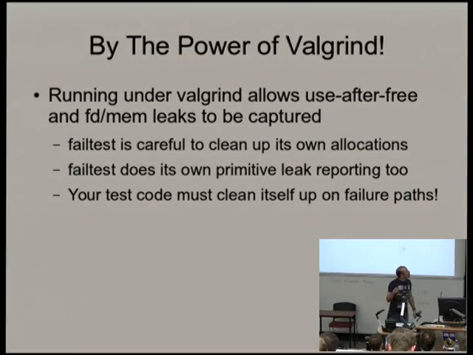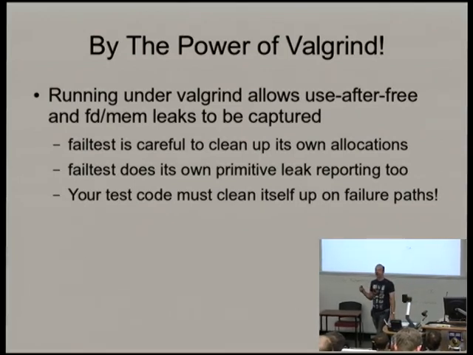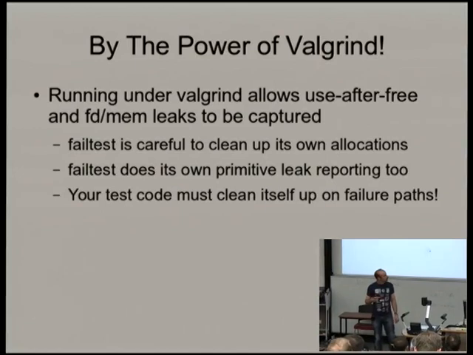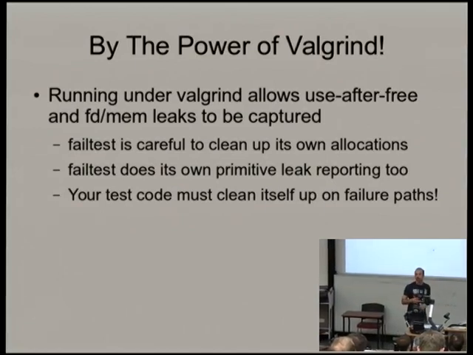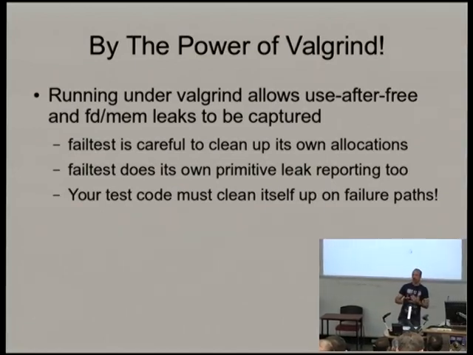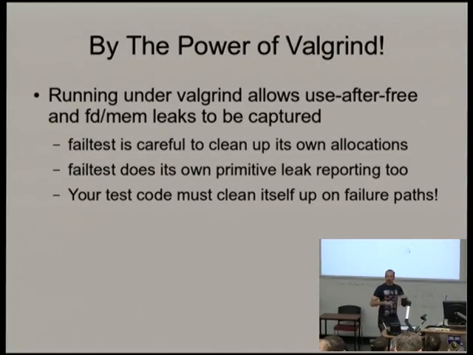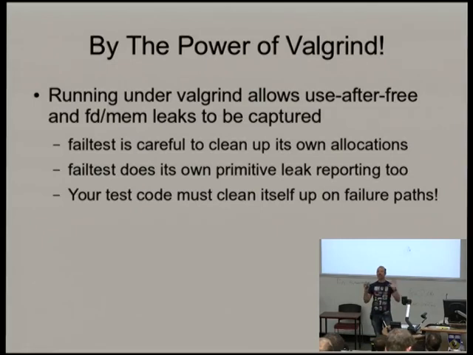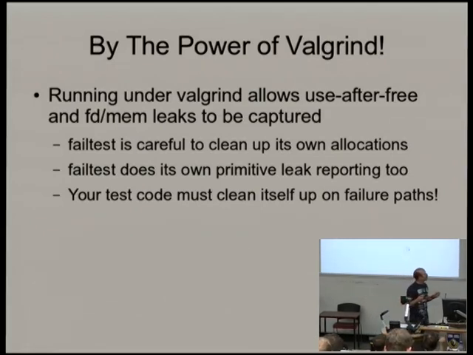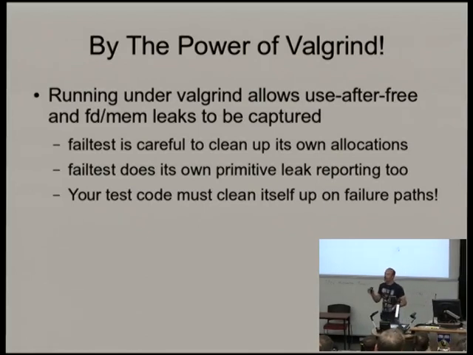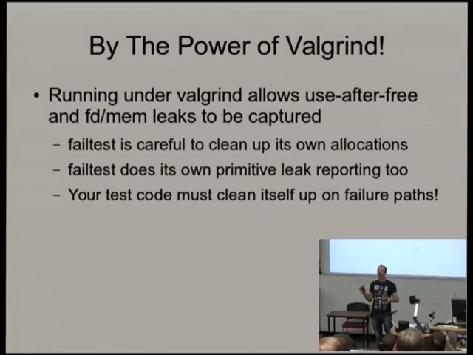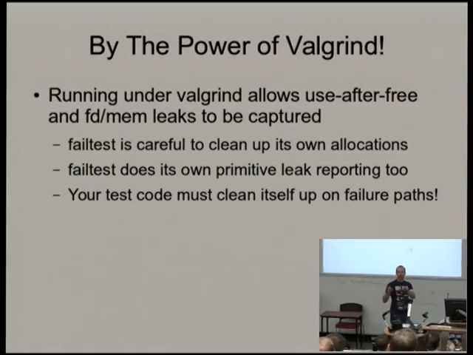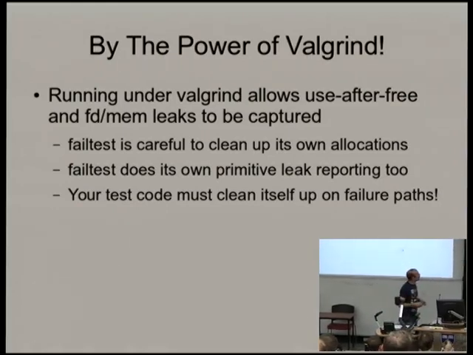Now, if you care about memory leaks on failure paths, and similarly file descriptor leaks, which is also useful, you have to turn that on in Valgrind to say you really care. The fail test network infrastructure itself is quite careful to clean up in fail test exit, so it doesn't leave any allocations lying around. But your test infrastructure will also need to free up any mallocs if you want this to work, so you don't leave stuff lying around, even in those failure paths.